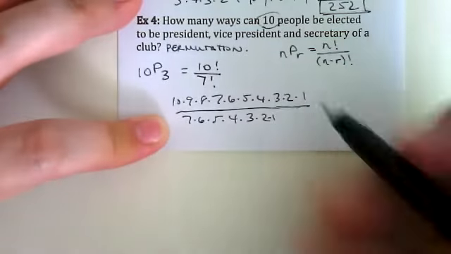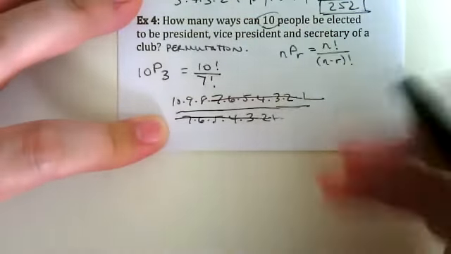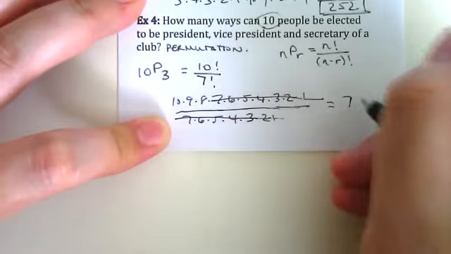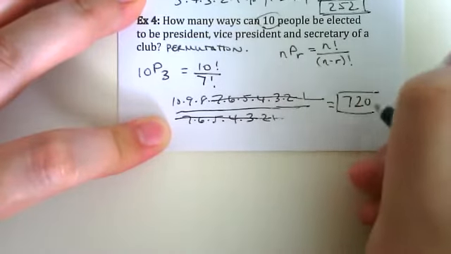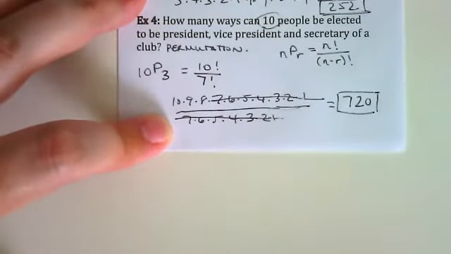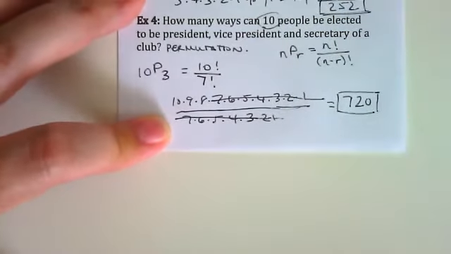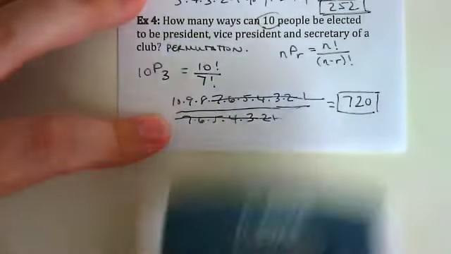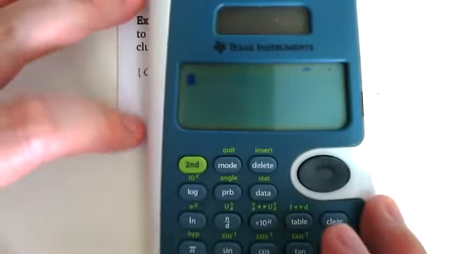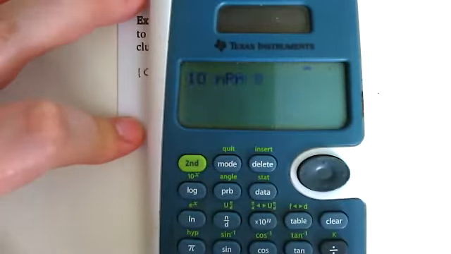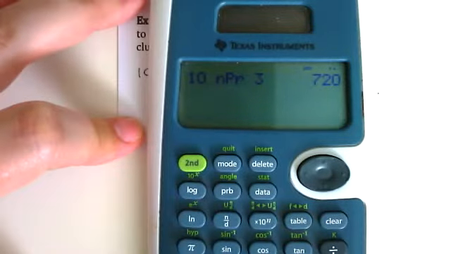And then again, everything cancels from 7 down. That all cancels. So I'm just doing 10 times 9 times 8. And I get 720. So if I have 10 people running for president, vice president, and secretary, there are 720 different combinations or permutations that there could be there. So same thing for permutation. We're doing 10, but then we're hitting the permutation button, 3, and we get 720.